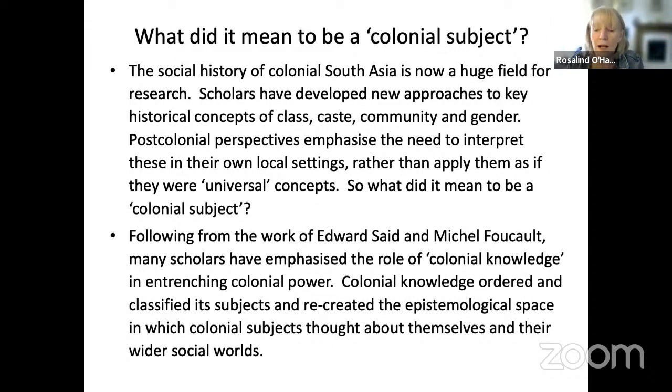Colonial knowledge created a kind of new space and new categories for people to understand themselves, for people to think about what it meant to be an individual, what it meant to be an individual in a colonial society.